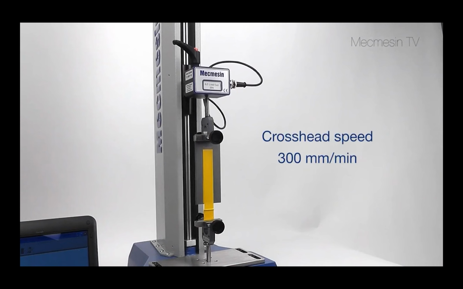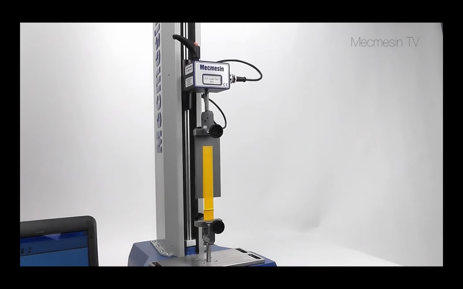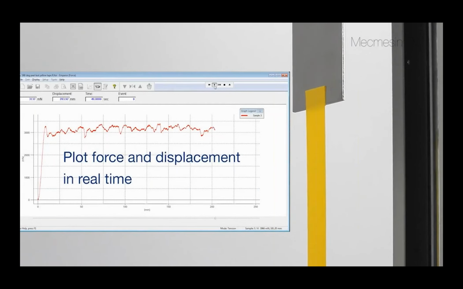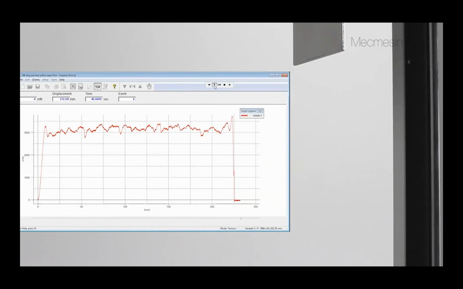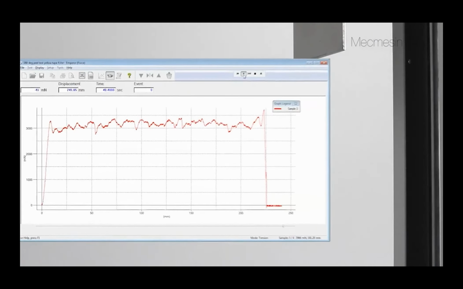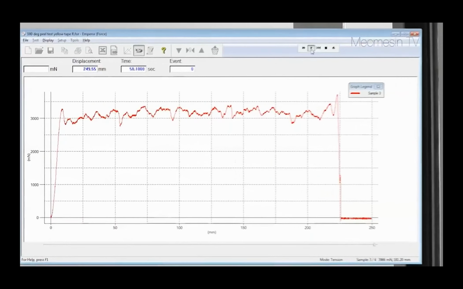So in this setup, you can either use a stainless steel or glass plate and attach it to the base or the load cell. The key is to maintain that 180 degrees, where essentially the tape or the sample peels against itself, as well as a constant crosshead speed.